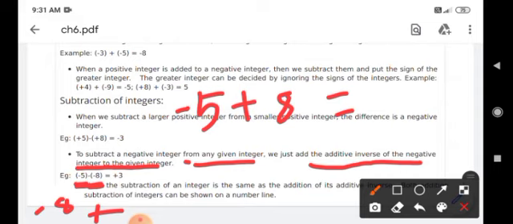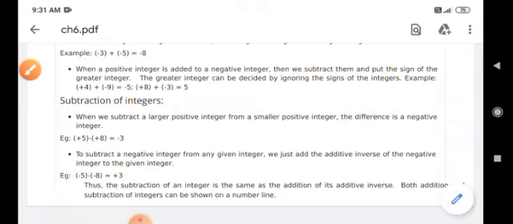Now again one is negative and one is positive, so we have to subtract. Minus 5 plus 8 means from 8 you have to subtract 5. So the answer will be 3. Which is the greater integer here? 8 is greater, and the sign of this 8 is plus, so the answer will be positive. Thus the subtraction of an integer is the same as the addition of its additive inverse. Both addition and subtraction of integers can be shown on the number line. So on the number line also we can do addition and subtraction.